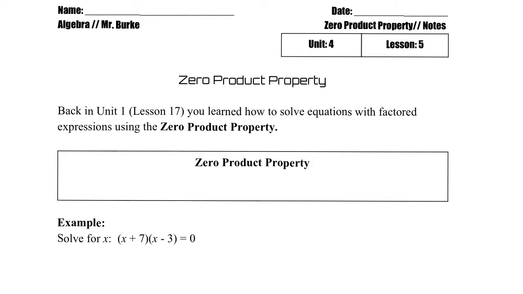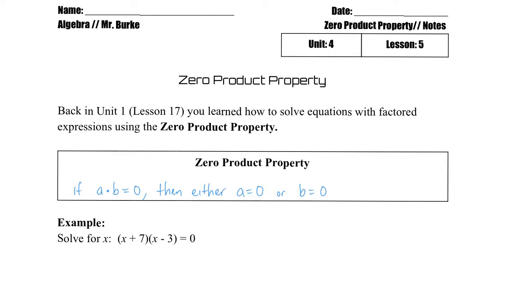So way back at the beginning of the year, way back in Unit 1, Lesson 17, you actually learned about the zero product property and how to solve equations when they were factored, when one side of the equation was already factored. So just to refresh your memory, we learned that the zero product property was: if A times B equals 0, then either A equals 0 or B equals 0.